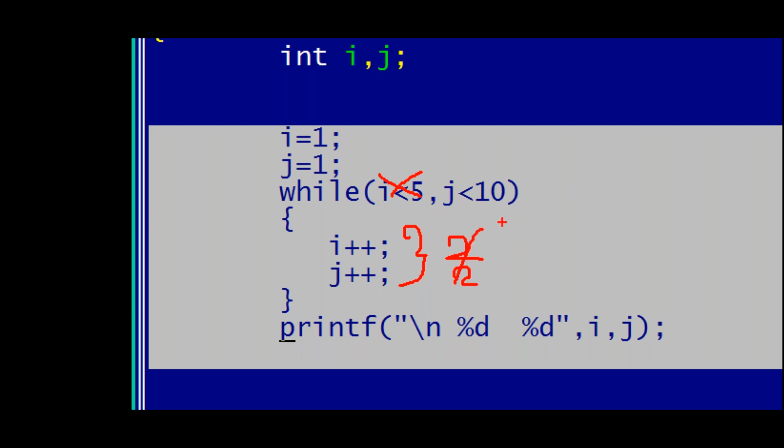10 less than 10, false. What are the i and j values? 10 and 10, guys. Now the answer is what? 10 and 10 is the answer. See the answer? The i, j values are 10 and 10. Got it? Because of the comma operator, guys.